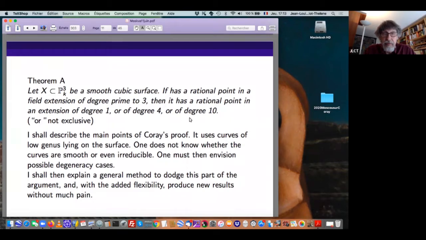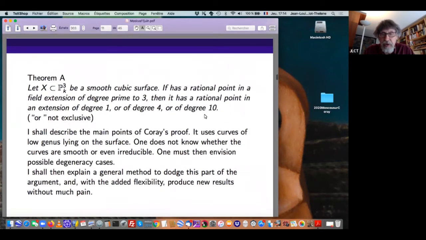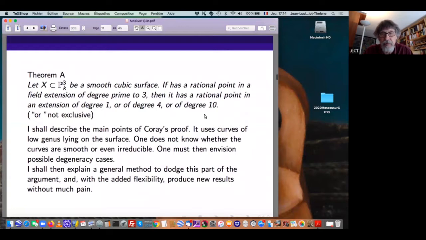Okay, so we get 1, 4, or 10, and that's it. Okay. So now my plan is the following. I'm going to describe the main points of Corey's proof, and then we'll see other cases where we can do the same kind of arguments, and I will not go into the details of the arguments in the next cases. And I'll show you the improvement which I've made on Corey's argument. This will come after I describe his proof.